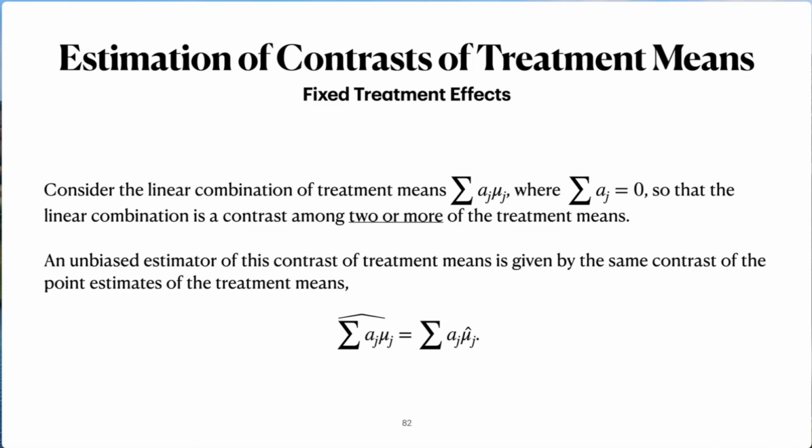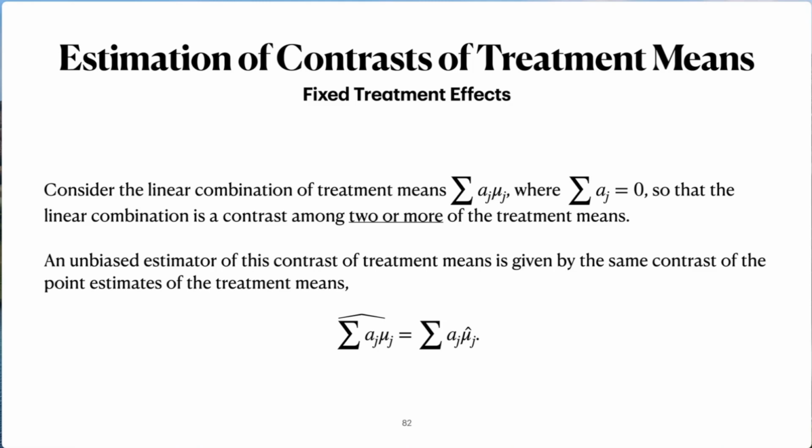We know that in this kind of situation, at least two of these coefficients have to be non-zero. If at least one of them is non-zero, then because they sum to 0, at least two have to be non-zero. So we're looking at a contrast, which is another way of talking about a comparison, a contrast or comparison among two or more of the treatment means.